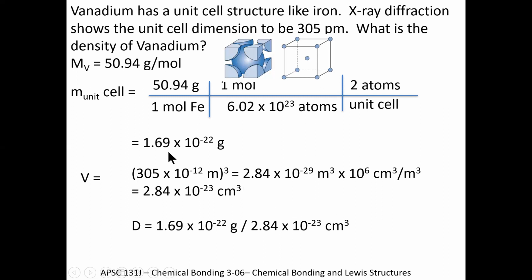So the density is the mass of the unit cell divided by the volume, which we just calculated. And we divide those 2, and we get a value of 5.96 grams per cubic centimeter from the data given for this particular unit cell of vanadium.